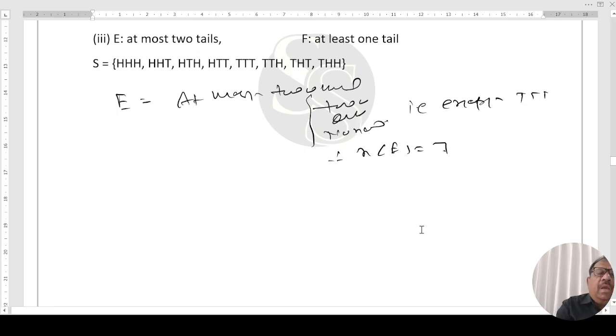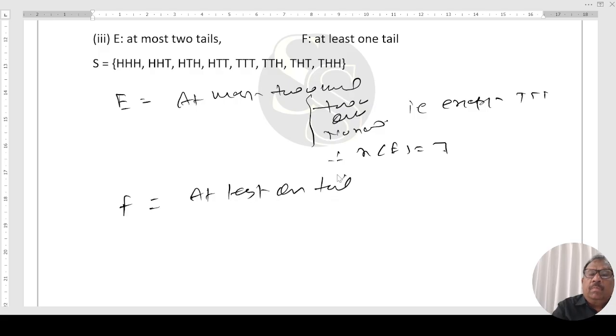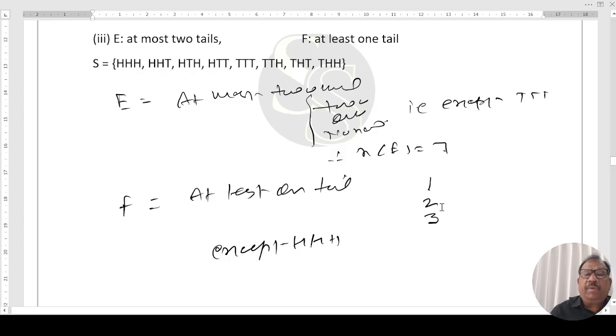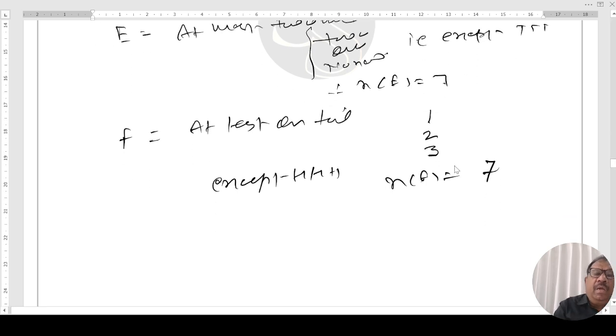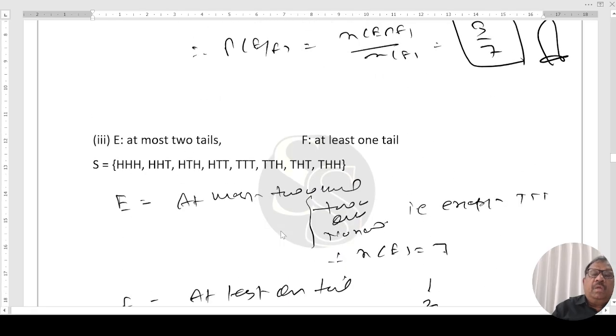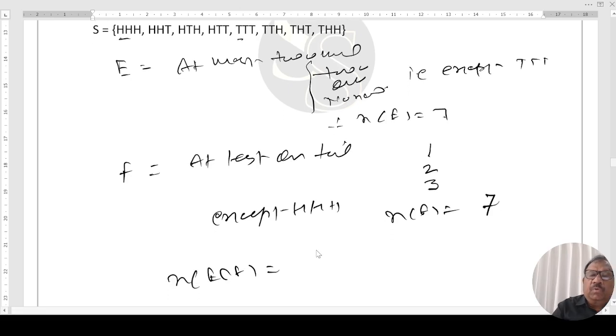Right? And F is the event at least one tail. Means 1 भी हो सकता है, 2 भी हो सकते हैं, 3 भी हो सकता है. इसका मतलब except HHH. Except HHH. तो N(F) कितना आ जाएगा? That comes up to be 7. Now N(E ∩ F). एक में ये एलिमेंट नहीं है, एक में ये एलिमेंट नहीं है, तो बाकी बचा 6. So that comes out to be 6.